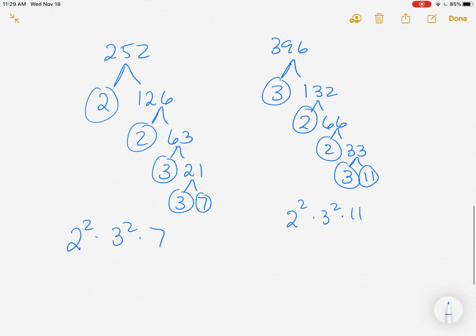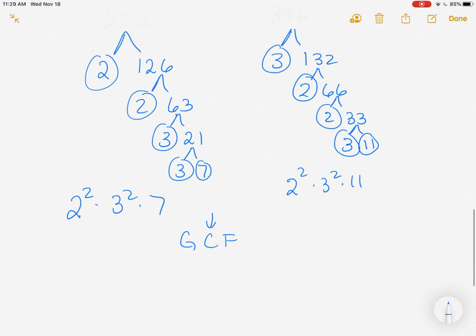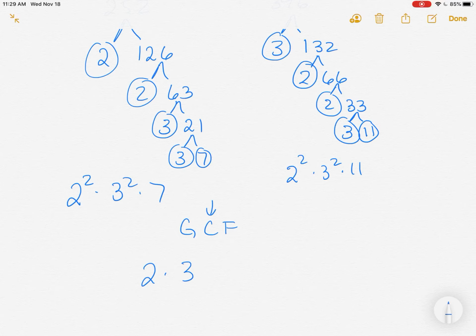So when you're looking for the greatest common factor, you can only select the ones that are common. And so there's a 2 that's common and a 3 that's common, not a 7 or 11. It's got to go into both of them. And so if it has a 7, it can't go into the 396. And if it has an 11, it can't go into the other one.